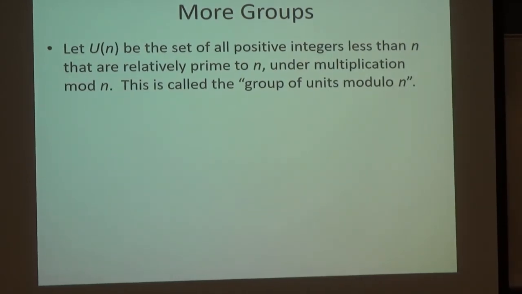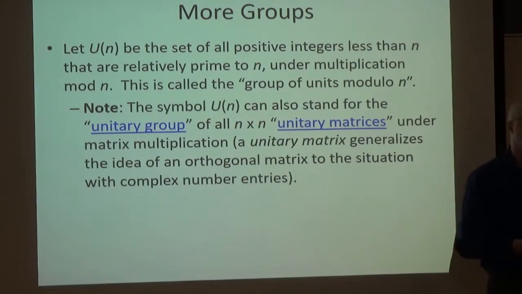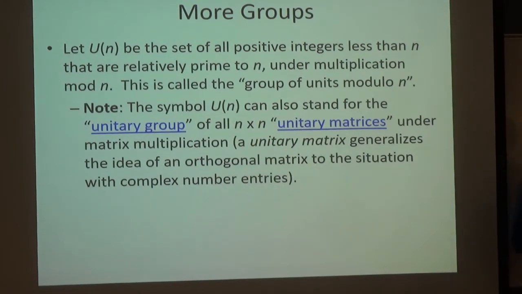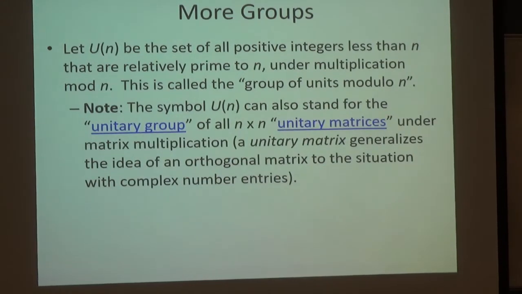Little warning though, the symbol U of n can also be used for another kind of group. It can also stand for what's called the unitary group of all unitary matrices under matrix multiplication. You've probably never heard of a unitary matrix unless you've taken quantum mechanics. They generalize the idea of orthogonal matrices to a situation with complex number entries. Let's look at an example of this.